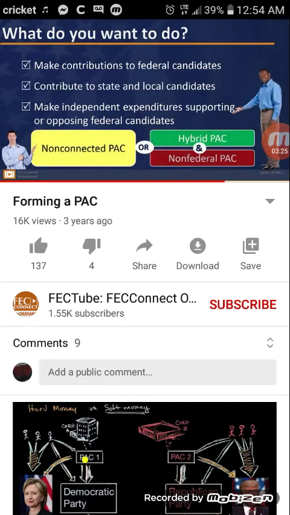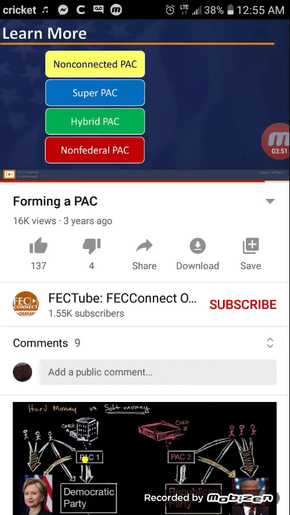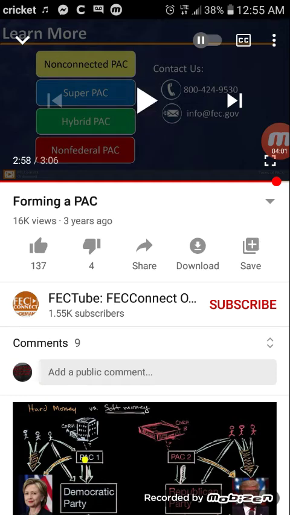If you want to do it all, you may be able to do it using either a non-connected PAC or a hybrid PAC, but some states may require that you establish a separate non-federal committee to support state and local candidates in their jurisdiction. You'll find more information regarding non-connected PACs, Super PACs, hybrid PACs, and non-federal PACs on our website. You can also give us a call at 800-424-9530 or email us at info@fec.gov.